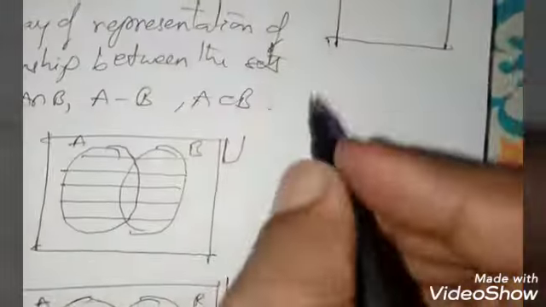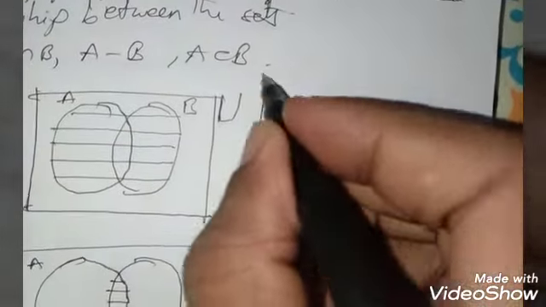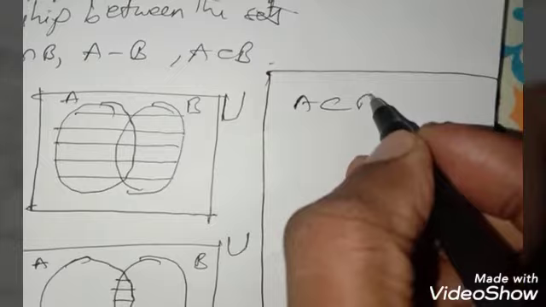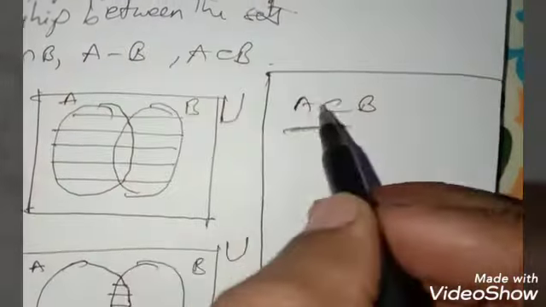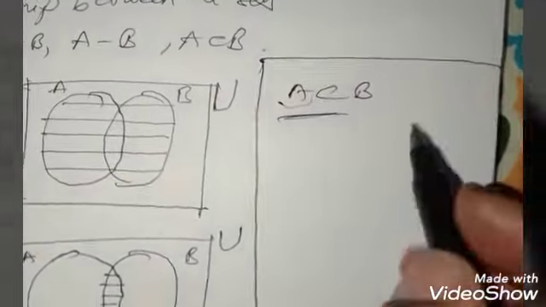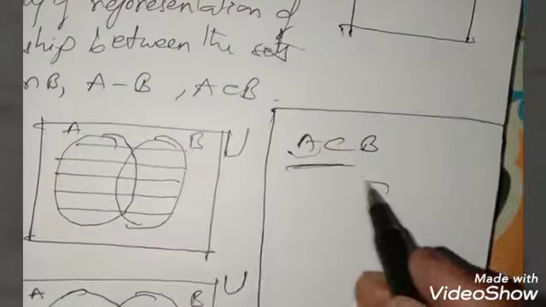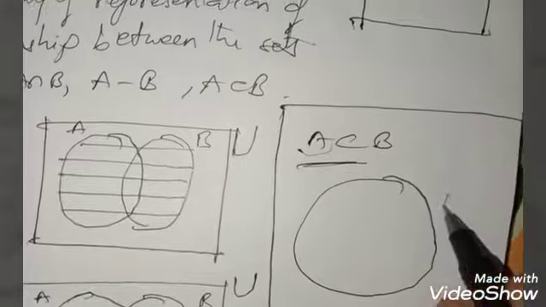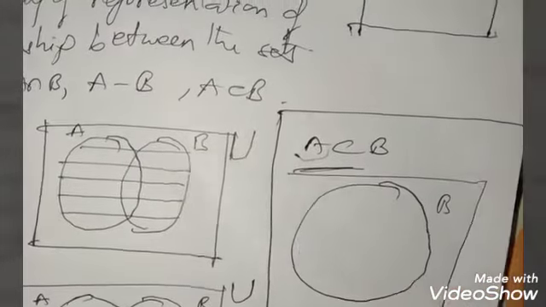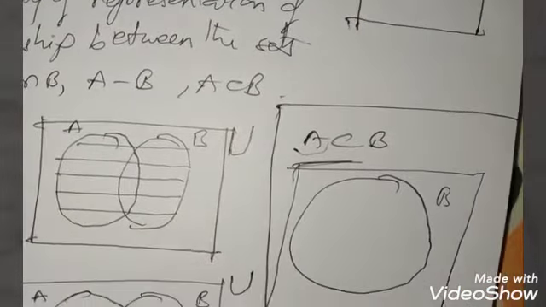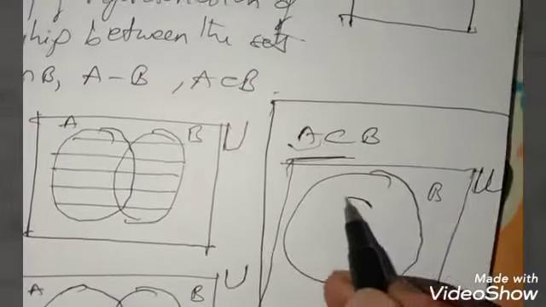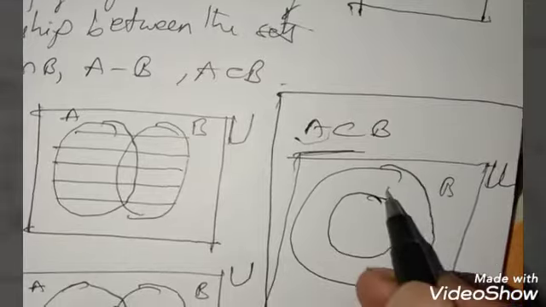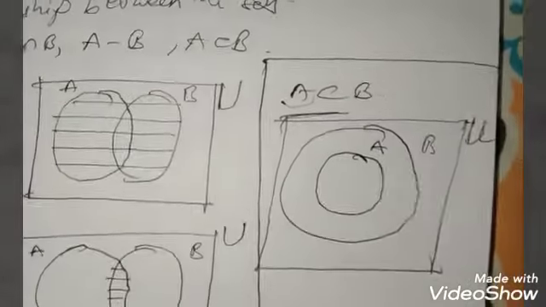Now coming to A subset B. How to draw the diagram of A subset B? As per the definition, subset is nothing but the values of A are in the values of B. Now which is bigger among these two? The set B is bigger, and inside of B you have the values of A. That is nothing but A subset B.